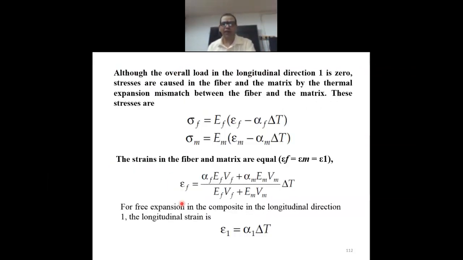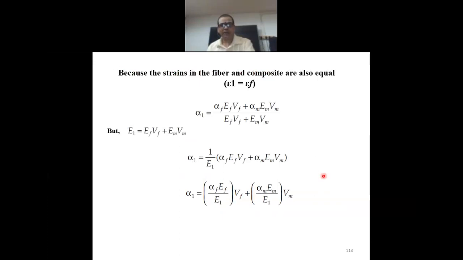Similarly, we can find out the coefficient of thermal expansion in direction 1, alpha 1. If you know the coefficient of thermal expansion of the fiber and matrix, we can find it out, right?